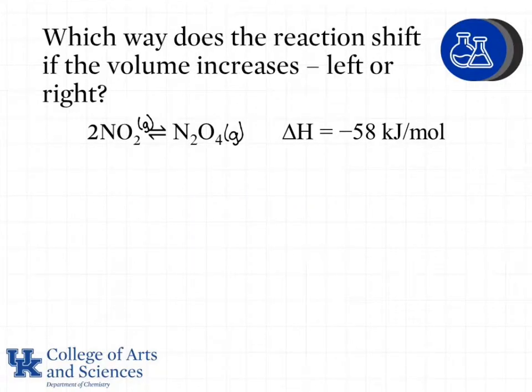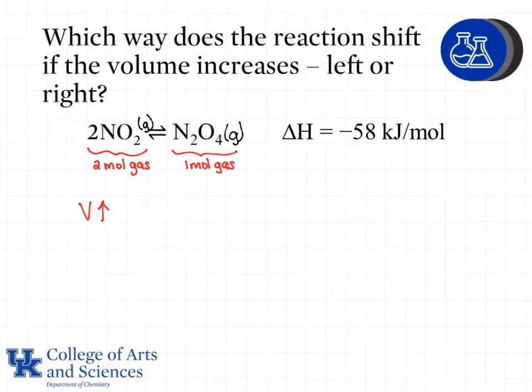Which way does the reaction shift if the volume increases, left or right? When dealing with increases or decreases in volume, we have to first identify the moles of gas on either side of the reaction. On the left side, we have 2 moles of gas, and on the right side, we have 1 mole of gas.